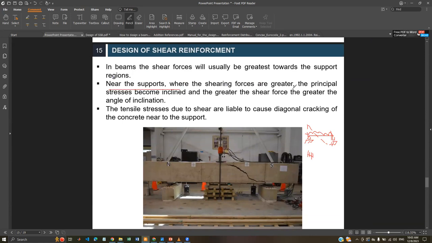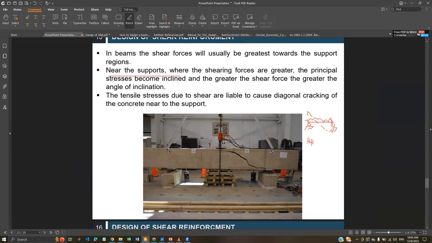So near the support, where the shear force is greater, the principal stress becomes inclined. When you consider shear failure, most of the shear failure occurs with respect to the support condition, and most of the failure will happen in an inclined form. Generally this kind of failure pattern, we can refer to as the strut or truss way of failure. You might have studied the truss, right? Even if you take masonry walls, when we talk about shear failures, we always go with the strut model.